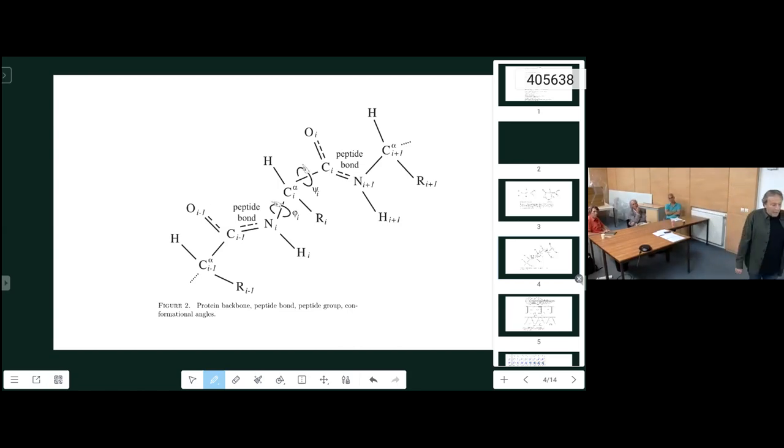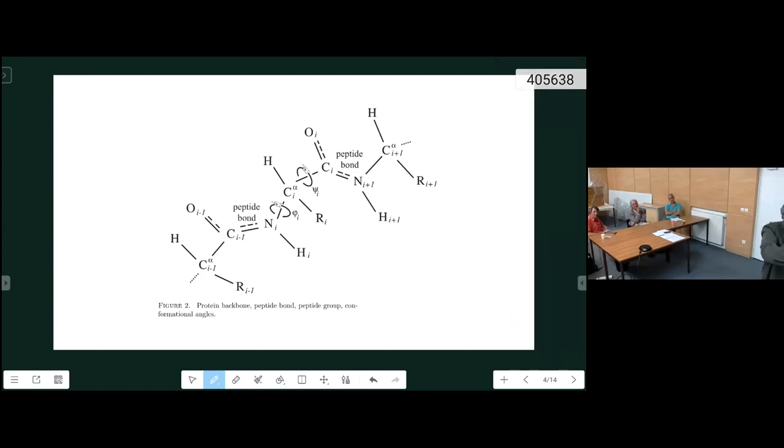There's a substructure here. It's kind of this little song: CN, C alpha, CN, C alpha. It's called the protein backbone. It's the alpha carbon and then the CN involved in the peptide bond, and then the next C alpha and then the CN involved in the peptide bond, and so on. So that's called the protein backbone. Like I say, it's the song CN, C alpha, CN, C alpha.